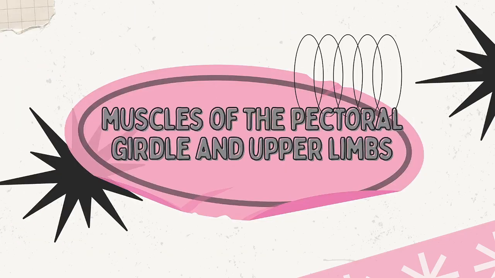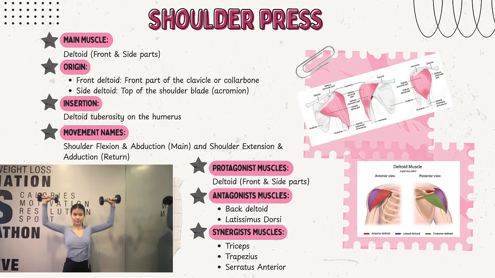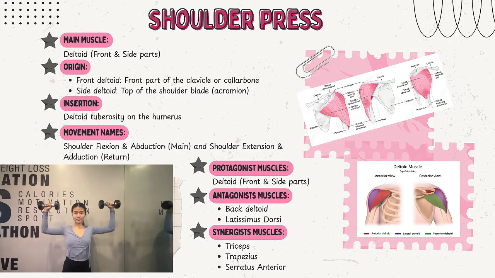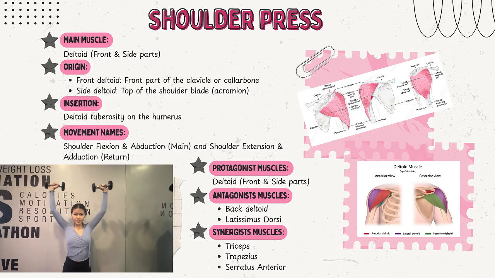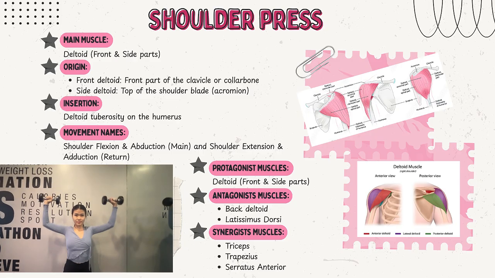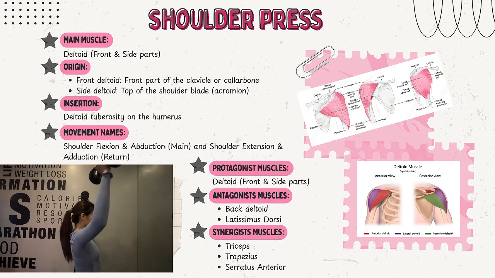So for the exercises of muscles of the pectoral girdle and the upper limbs, first, we tackle the shoulder press. First, stand with your feet shoulder width apart. Hold the dumbbell in each hand at shoulder height with your palms facing forward and your elbows bent. Push the dumbbells straight up over your head until your arms are almost fully straight. Pause for a second, then lower the dumbbells back down to shoulder height.